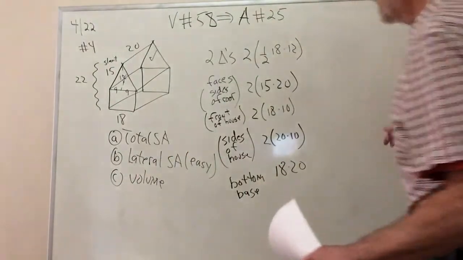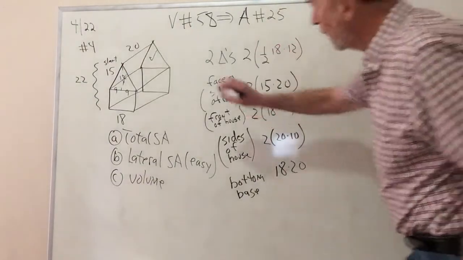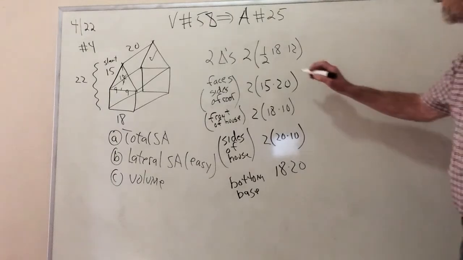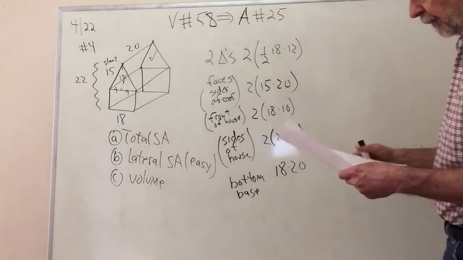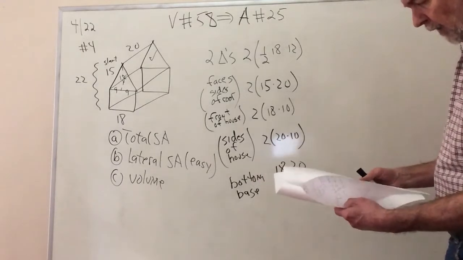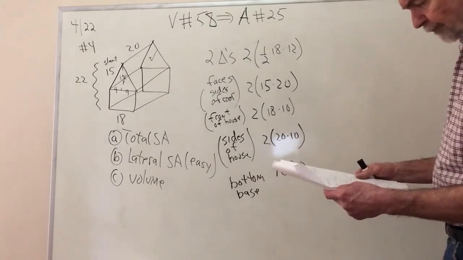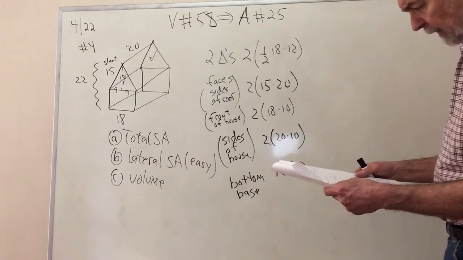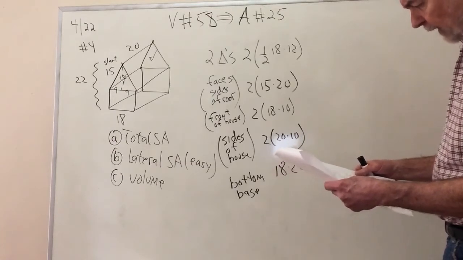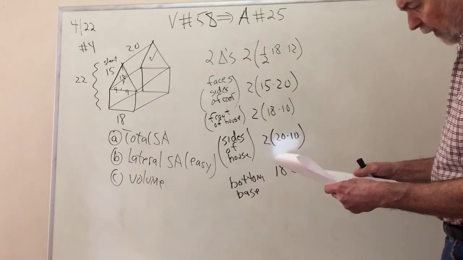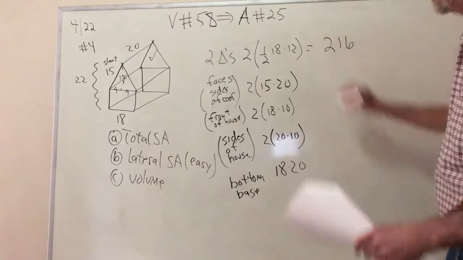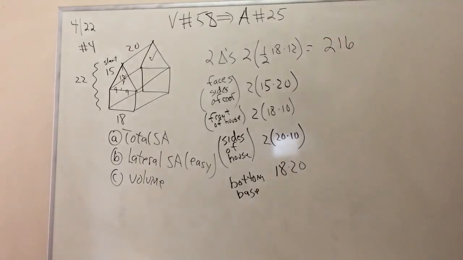So it's two of them, since there are two triangle faces to this house, and it's 1/2 times 18 times 12. And so when we do the numbers there, we come out with, I don't see the numbers out here. I'll get them out. Oh, that's 216. Okay? And you'll double check my numbers there, but that's what I came out with.